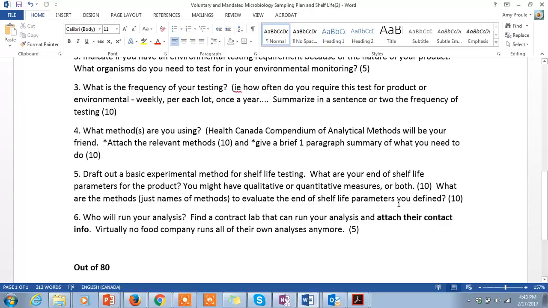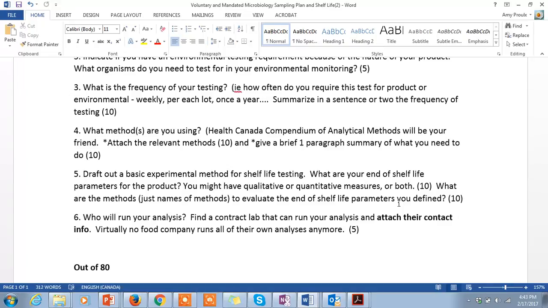Last but not least, we know very well that more and more food companies are getting out of the lab business and taking advantage of contract laboratories to fulfill their microbiology and shelf life testing. As GFSI integrates into more and more companies, the requirement for ISO 17025 certification on testing labs makes it not very practical for food companies to run their own labs because it's a cost that's necessary to have that certification.